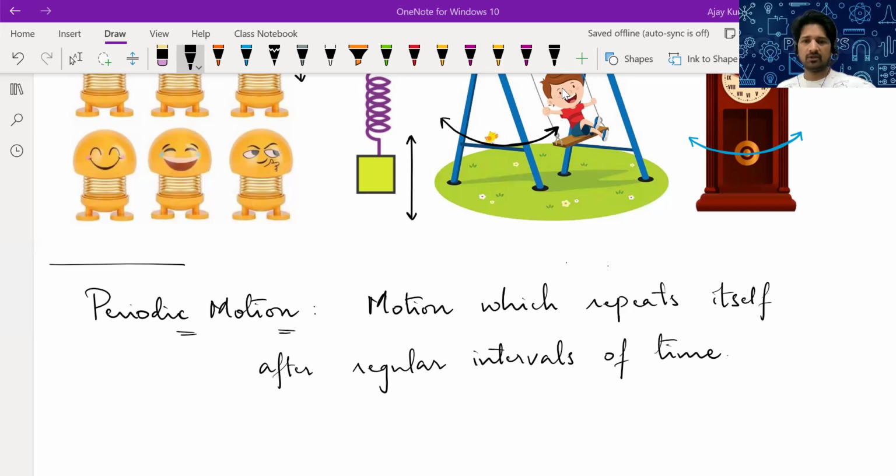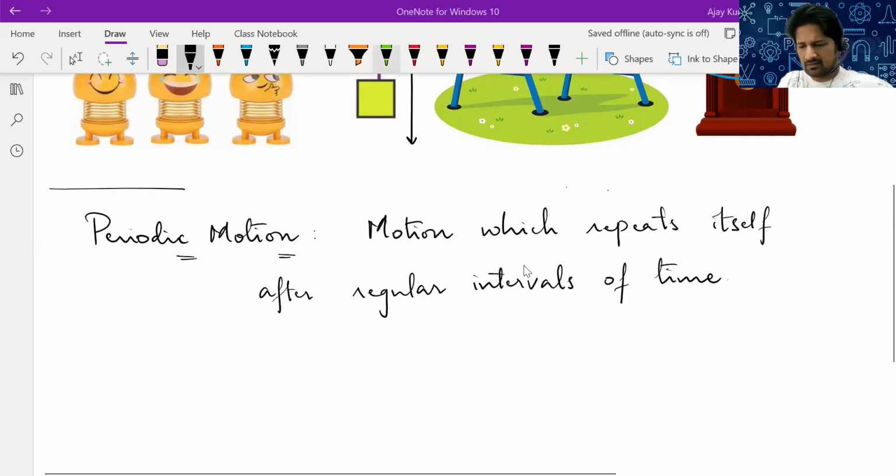Others, any examples of periodic motion that you can think of? I got another answer as revolution of Earth around the sun. Good. Earth takes a fixed amount of time to complete a revolution around the sun, and it repeats itself. So one example we got is high tide, low tide. Another example we got is revolution of the Earth around the sun. Rotation of Earth about its own axis is also periodic motion. Fine. There are many examples that you can think of.